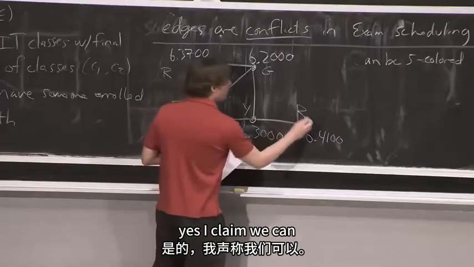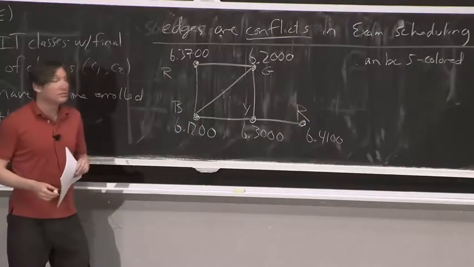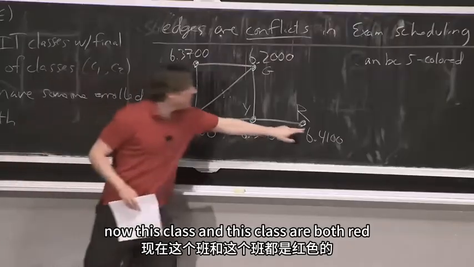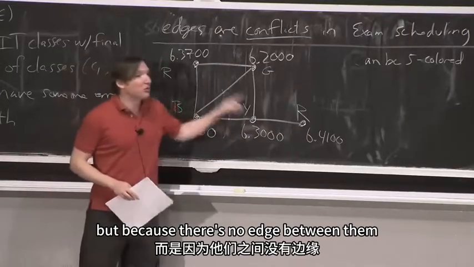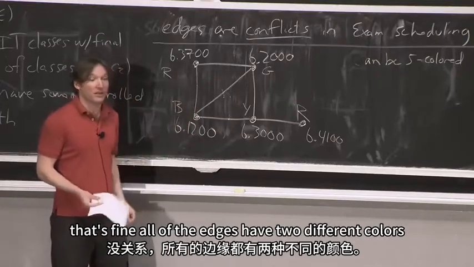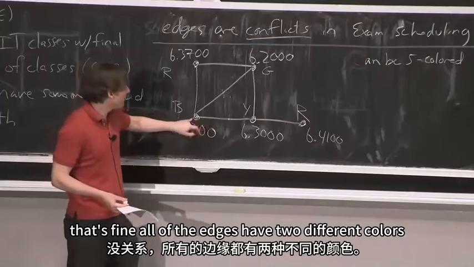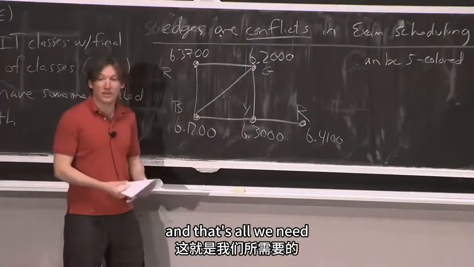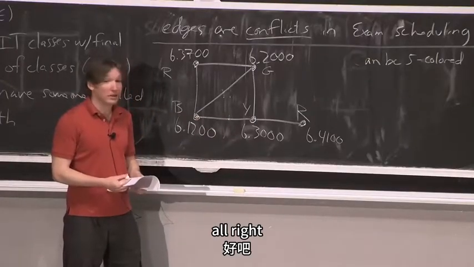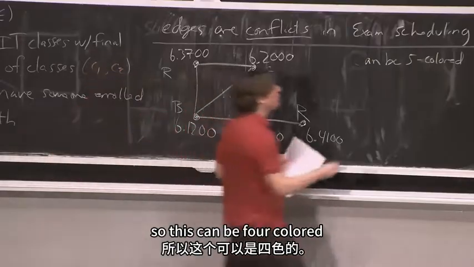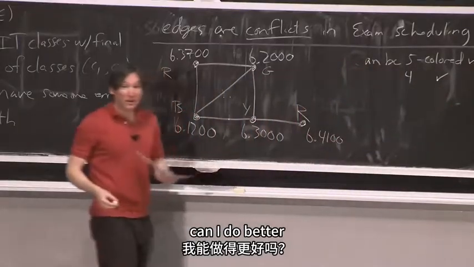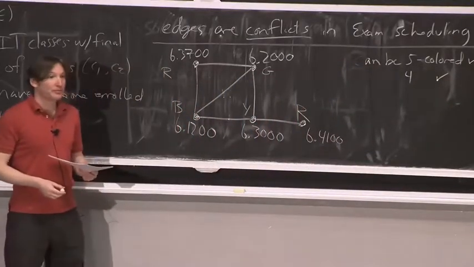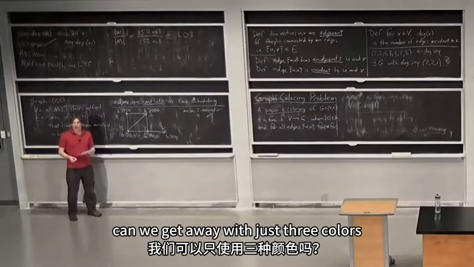Yes, I claim we can. Let's make that red instead of purple. Now this class and this class are both red, but because there's no edge between them, that's fine. All of the edges have two different colors on their endpoints, and that's all we need. All right? So this can be four-colored. Can we do better? Can we get away with just three colors?